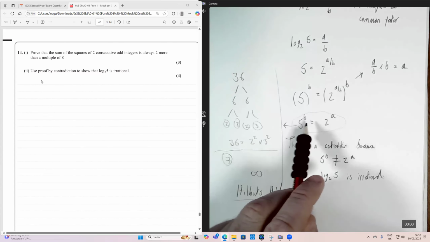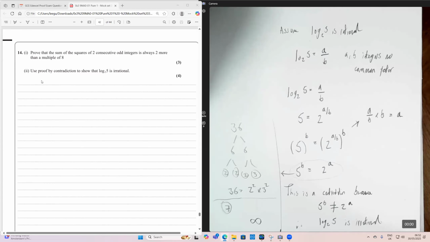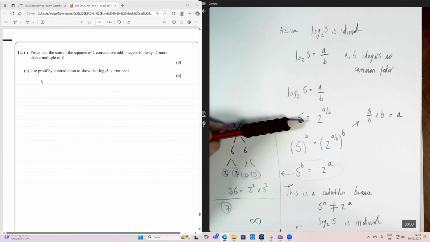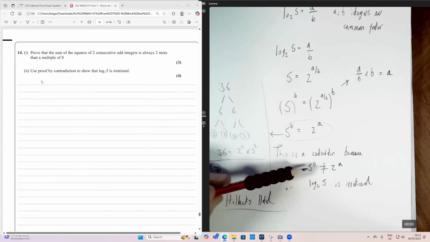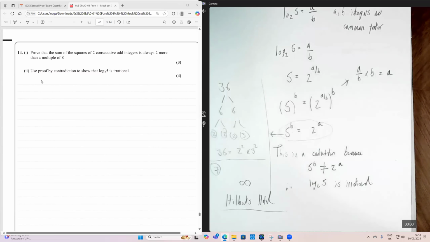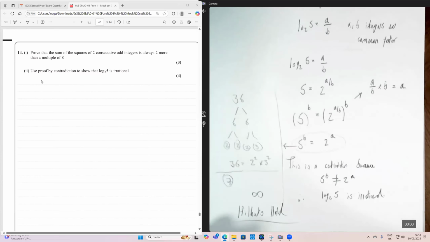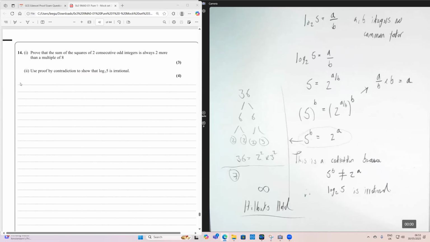Suffice it to say, in this A-level question, which you could be asked on your exam, we assume that it is rational. We get to this statement here, which is a contradiction because that can never equal that, and therefore we conclude the opposite. So we say that log to the base 2 of 5 is in fact irrational. I thought that was quite nice because of the way it uses this subtle idea from maths.